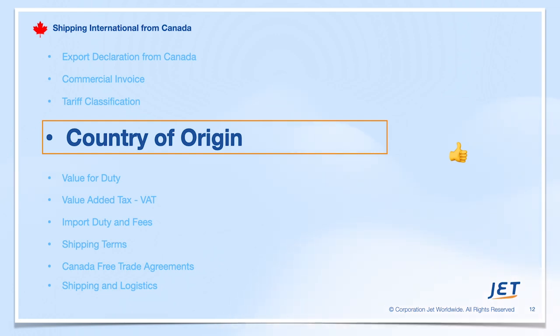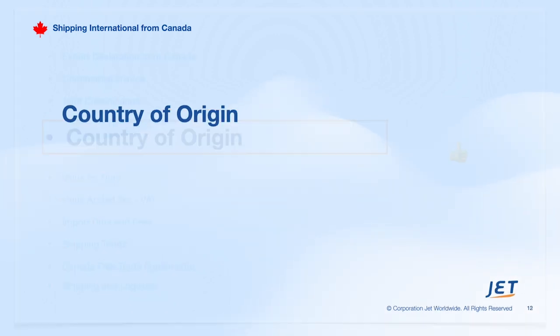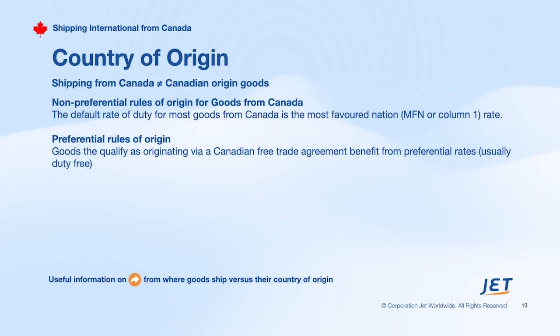Now let's discuss country of origin. Shipping from Canada is not the same as shipping Canadian origin goods. Canadian origin goods mostly refers to those that meet the rules of origin defined within a Canadian Free Trade Agreement, which we'll discuss later.